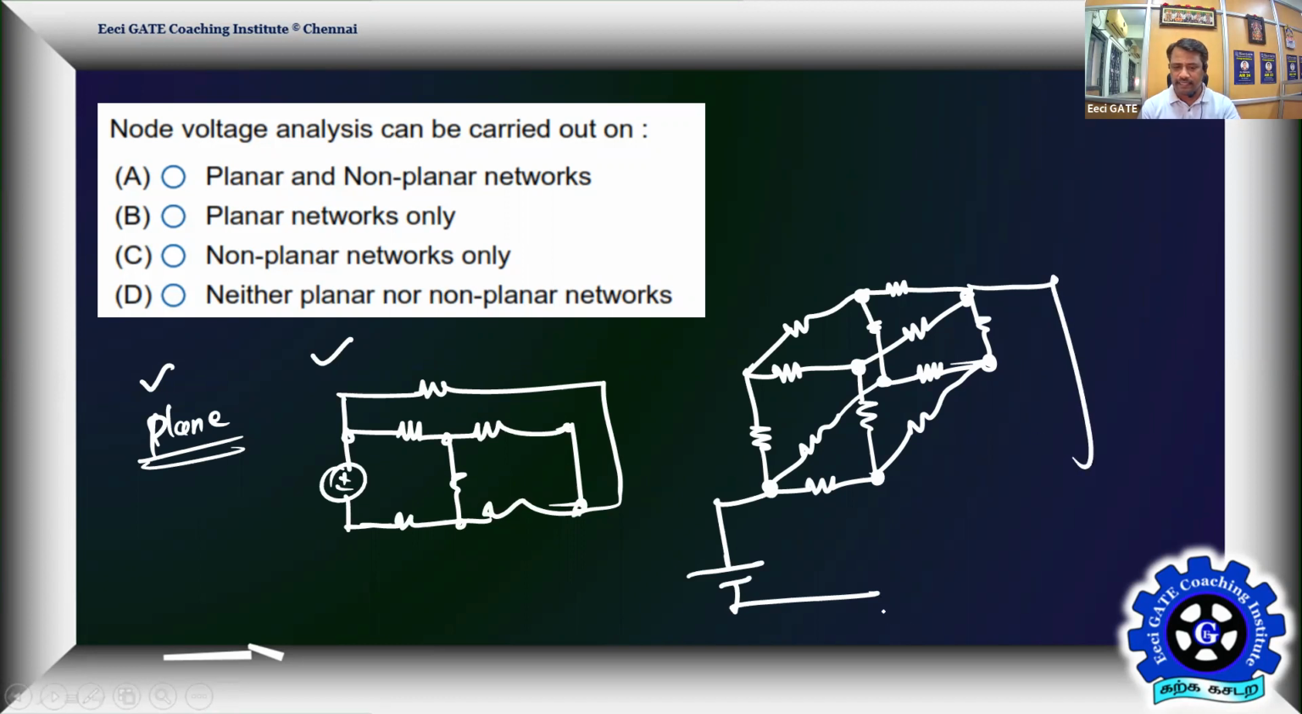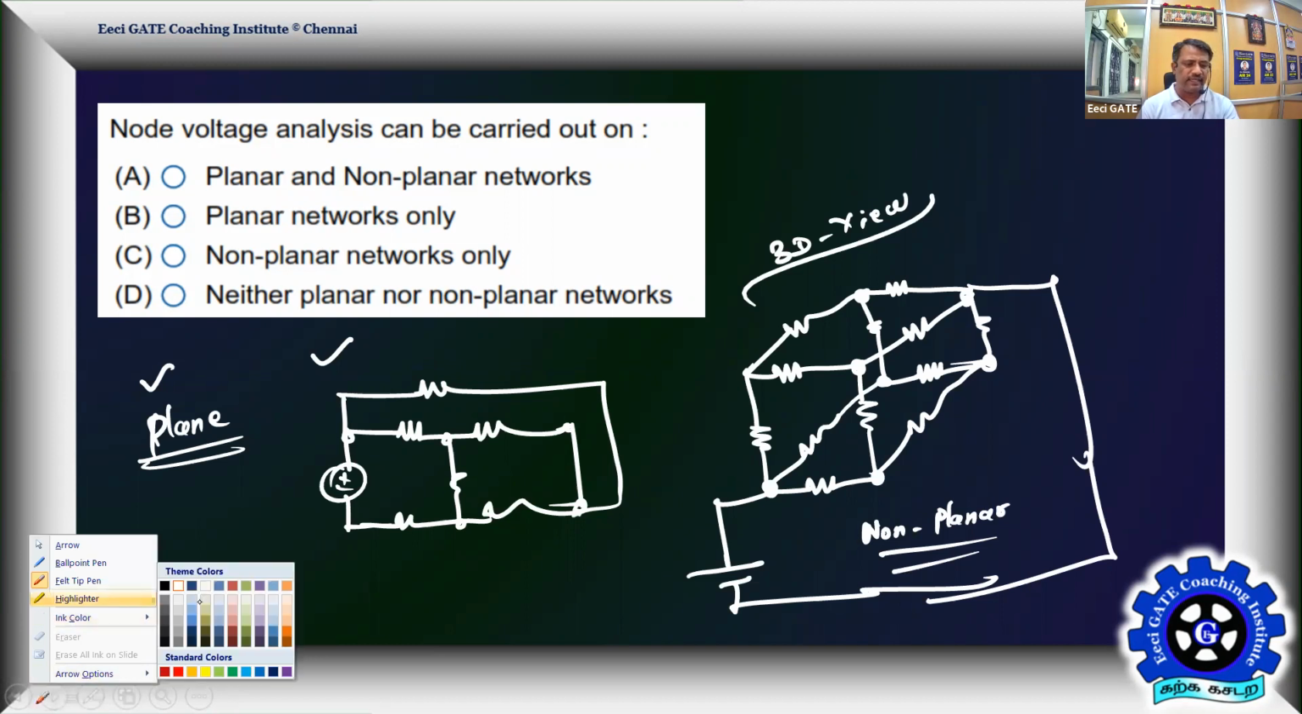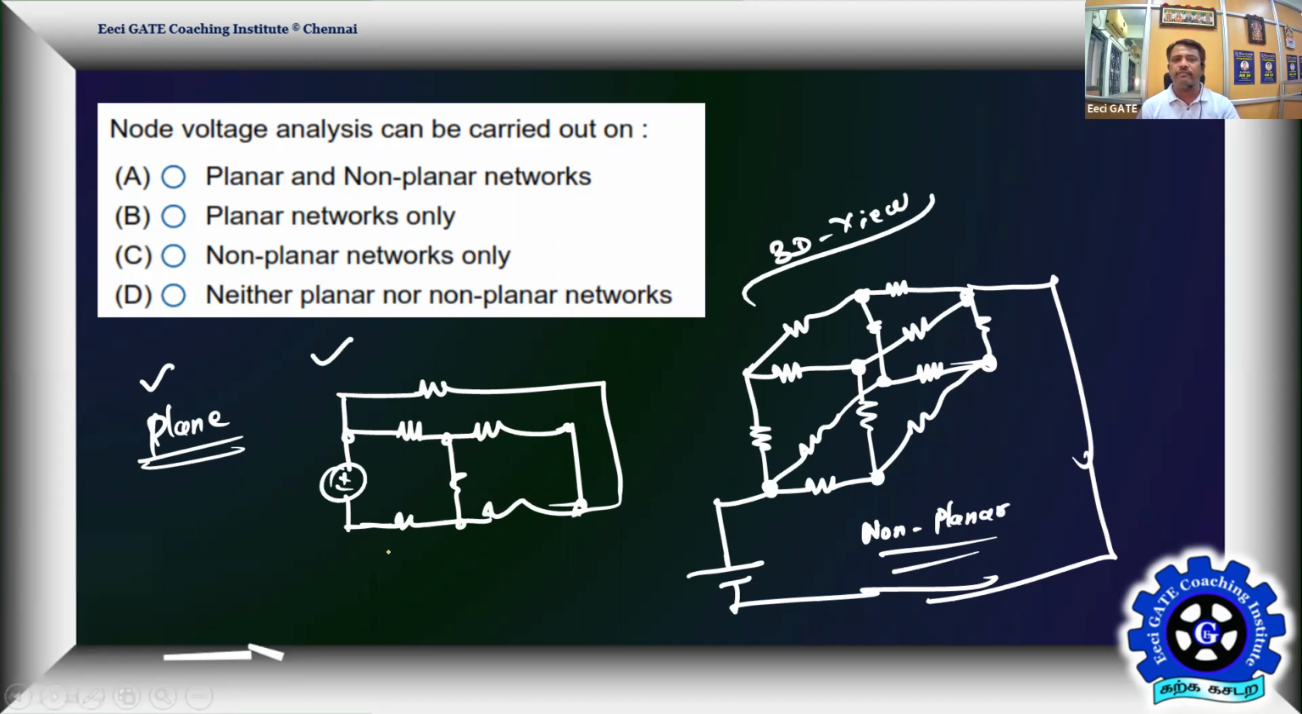I can connect like this also. That demands a 3D view. There are many crossings. You have to carefully view the circuit, but still you can go with the nodal analysis. This is a planar circuit. This is a non-planar circuit. You need one more axis, a 3D view, or a 4D view, but anyway I'm restricting myself only to this: this is the 2D view and this is the 3D view. The one which is not in 2D view, we can call a non-planar circuit.